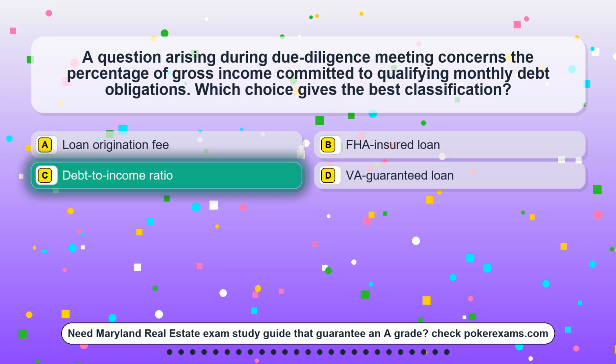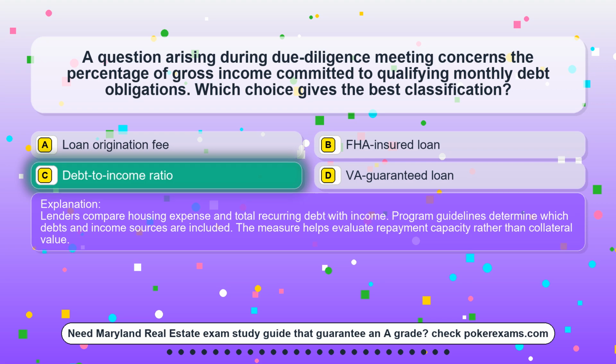The correct answer is option C, debt-to-income ratio. Lenders compare housing expense and total recurring debt with income. Program guidelines determine which debts and income sources are included. The measure helps evaluate repayment capacity rather than collateral value.